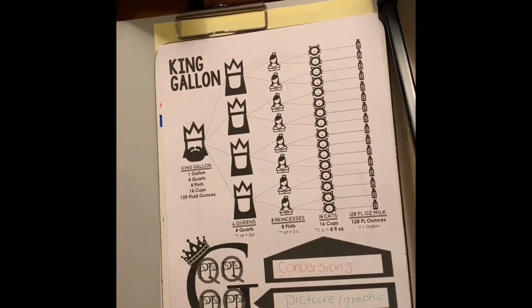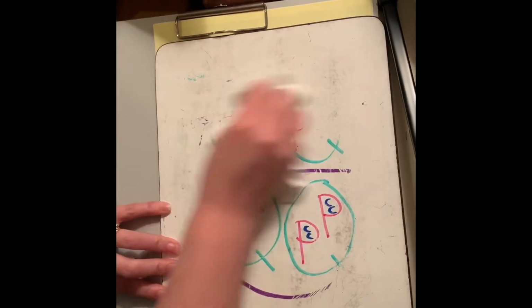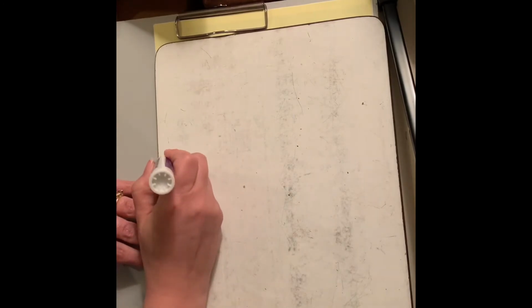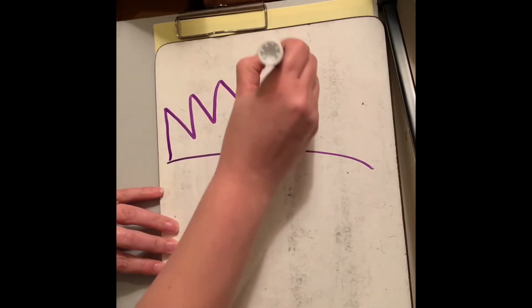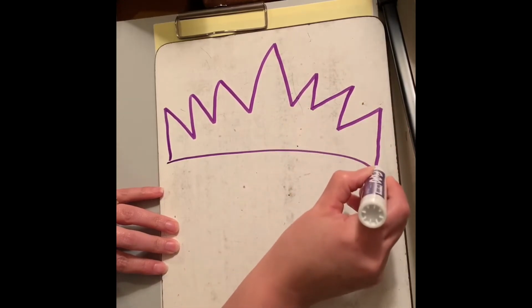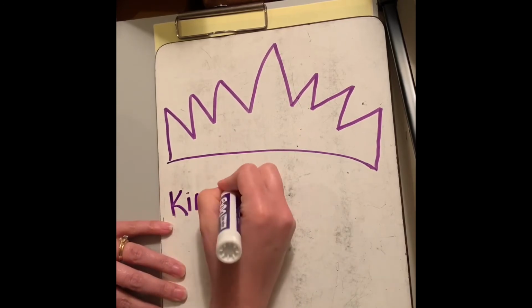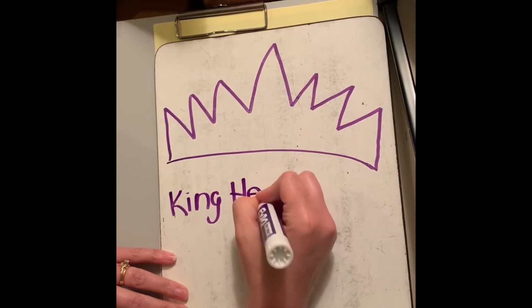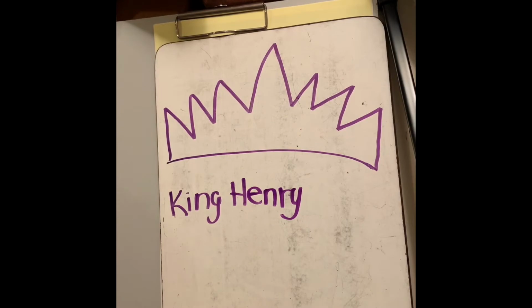So now that I've told you about King Gallen, I would like to tell you about King Henry. Let me clear this off for King Henry. King Henry was the king of a neighboring kingdom. And like all kings, he likes to have a big crown. King Henry also loves to drink chocolate milk. He drinks chocolate milk every day, all day long.